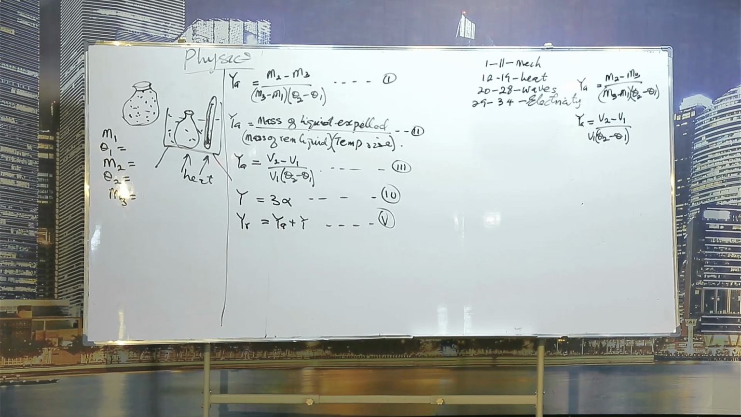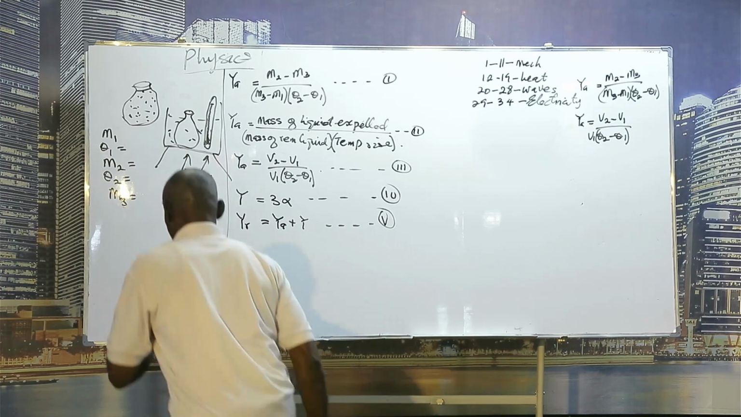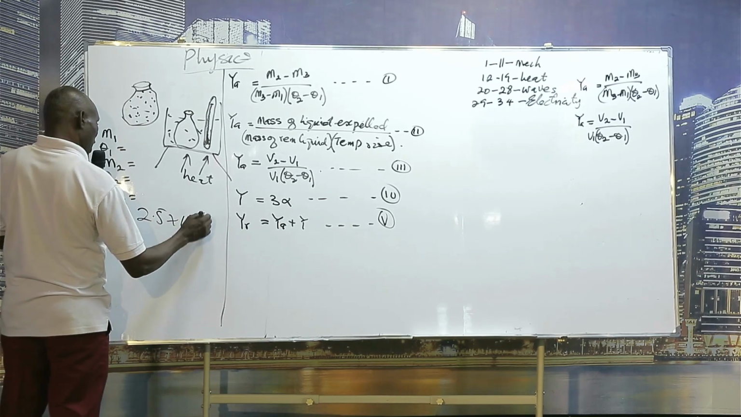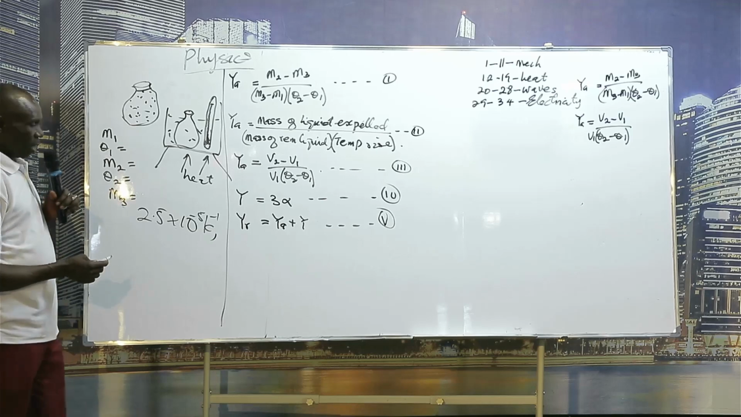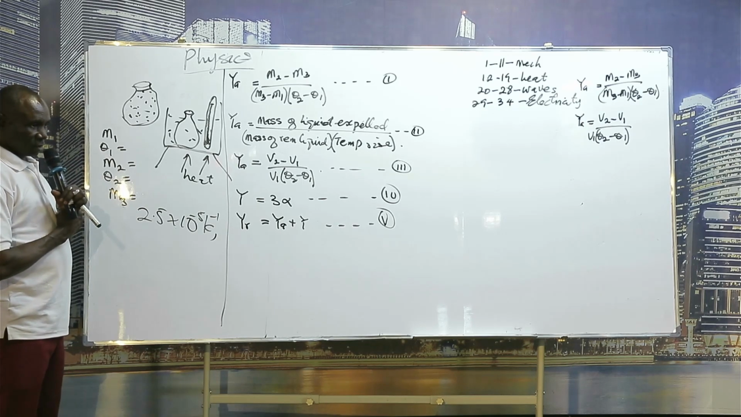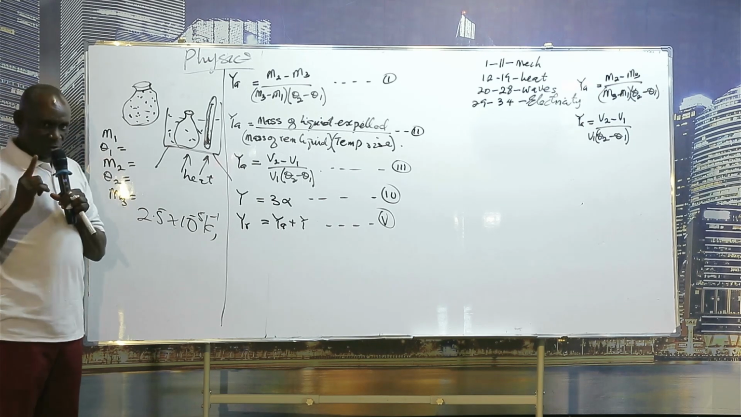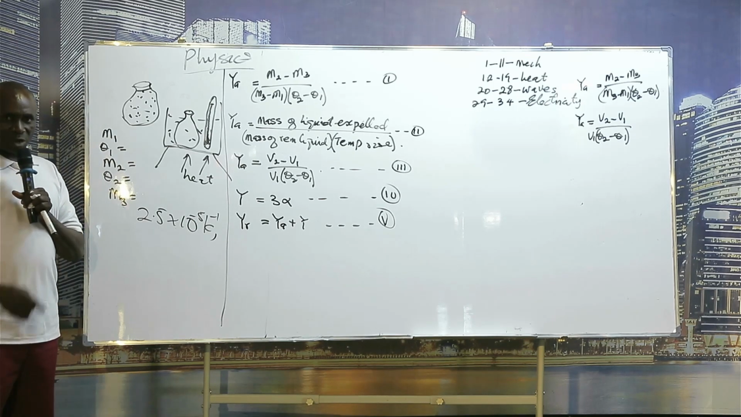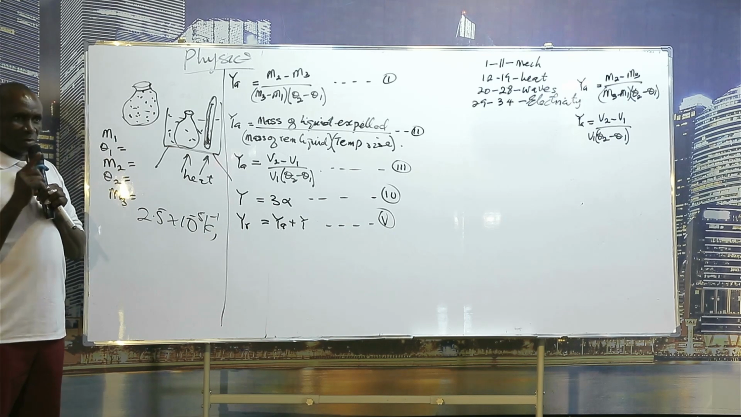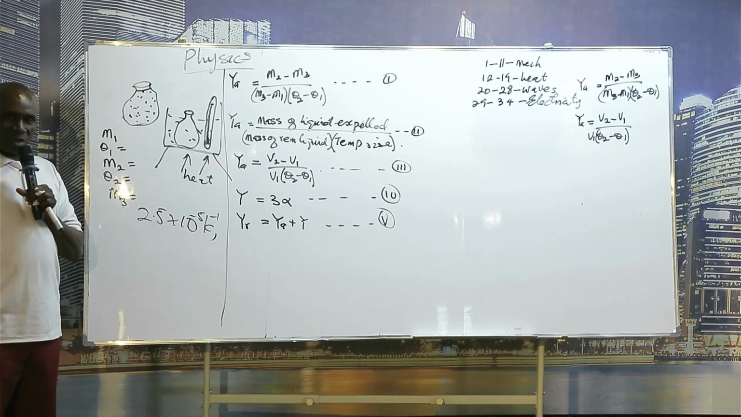If the linear expansivity of the bottle is 2.5 times 10 to power minus 5 per Kelvin, calculate the real cubic expansivity of paraffin oil.